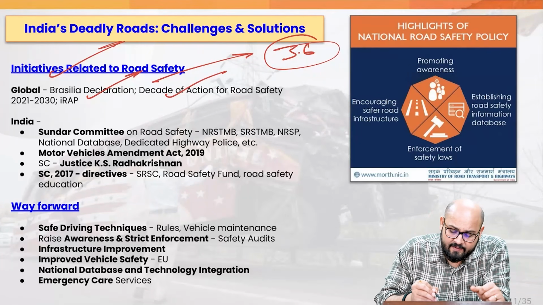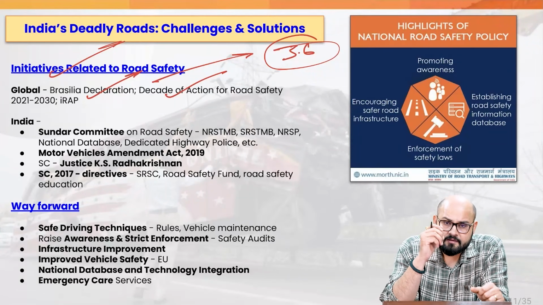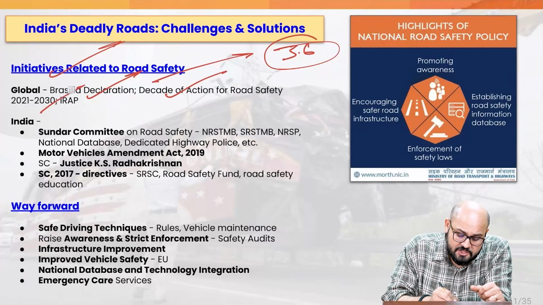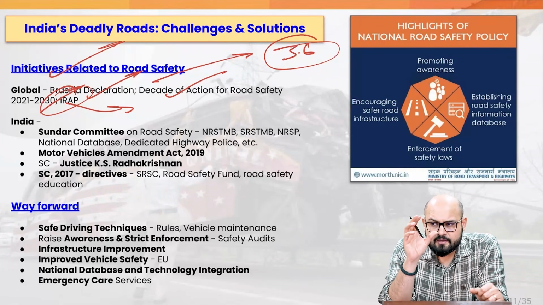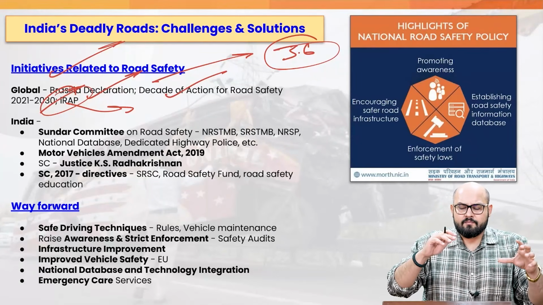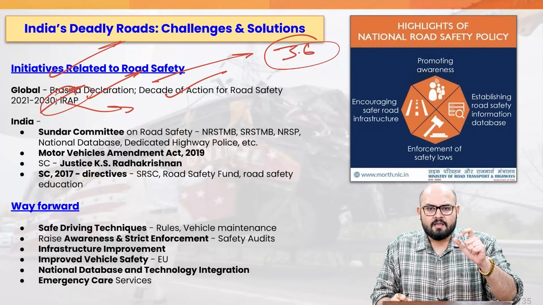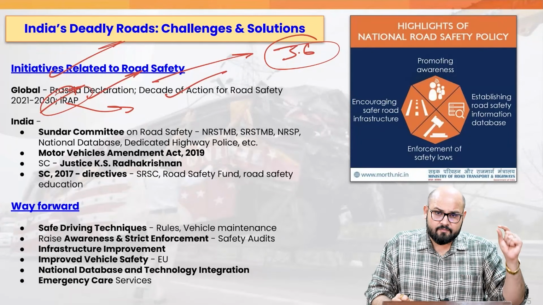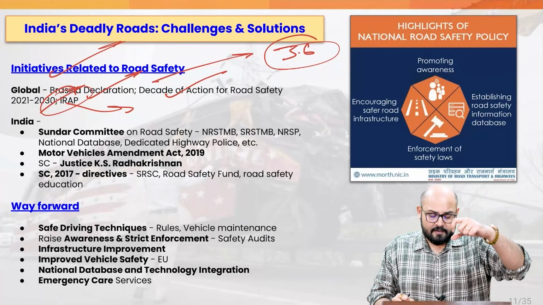Then we have the Decade of Action for Road Safety, 2011 till 2030, taken by the United Nations. Then we have the Initiative on the Road Assessment Program. Again, it's a non-governmental organization. It works in those countries on stretches of roads which are non-compliant and have safety issues. So it basically funds projects in order to increase the safety of those particular stretches.